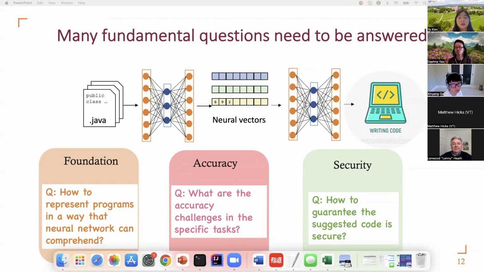A question about the foundation: how to represent the programs in a way that neural networks can comprehend. And from the accuracy perspective, what are the accuracy challenges in the specific task? Finally, we care about security: how to guarantee the code suggested by neural networks is secure.